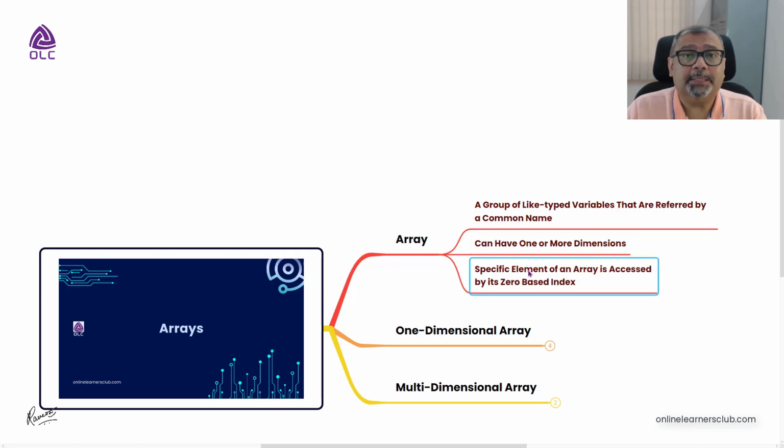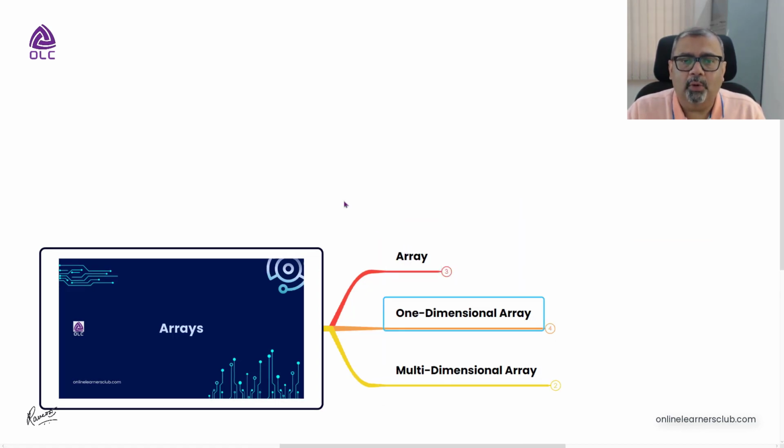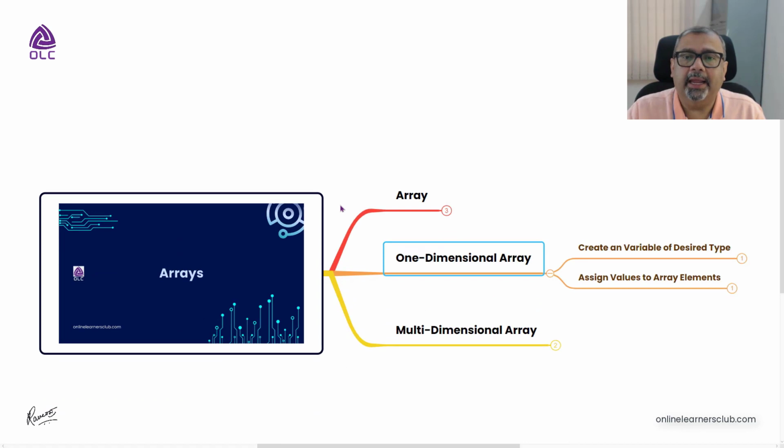And then a specific element of an array: for example, if you have an array of 4 numbers and you want to access the data of the first element, you have to use a zero-based index. They are all accessed via a zero-based index. So let us look at how a one-dimensional array can be created in Java.